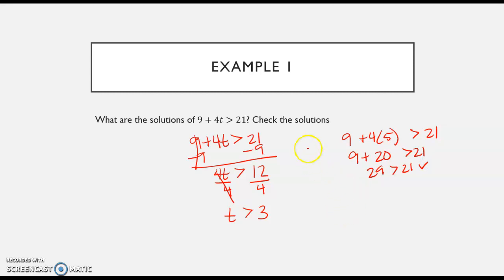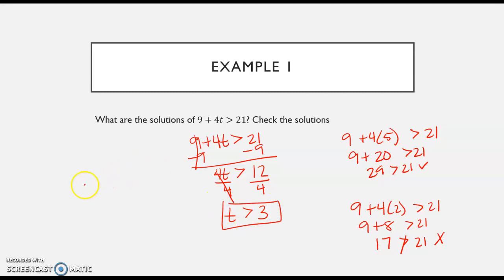Now, the other thing that we could check is, well, maybe I choose to plug in 2. It's just less than 3. So is 9 plus 4 times 2 greater than 21? So now we have 9 plus 8, and 9 plus 8 is 17. So 17 is not greater than 21, and so it is indeed that we need to be greater than 3. So that's how we solve it. T is greater than 3.